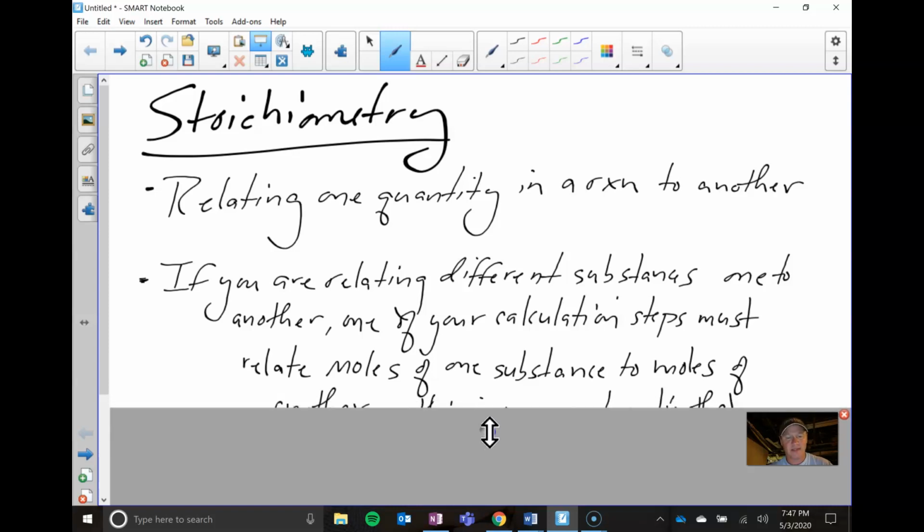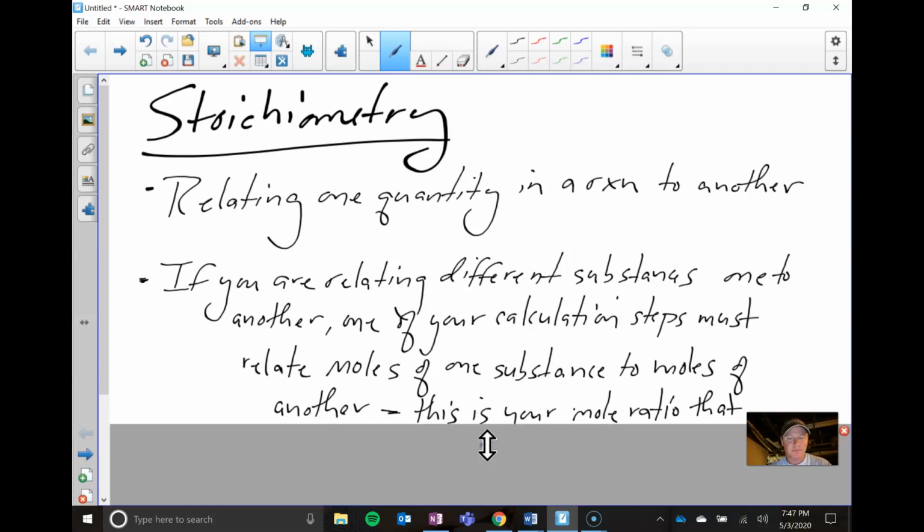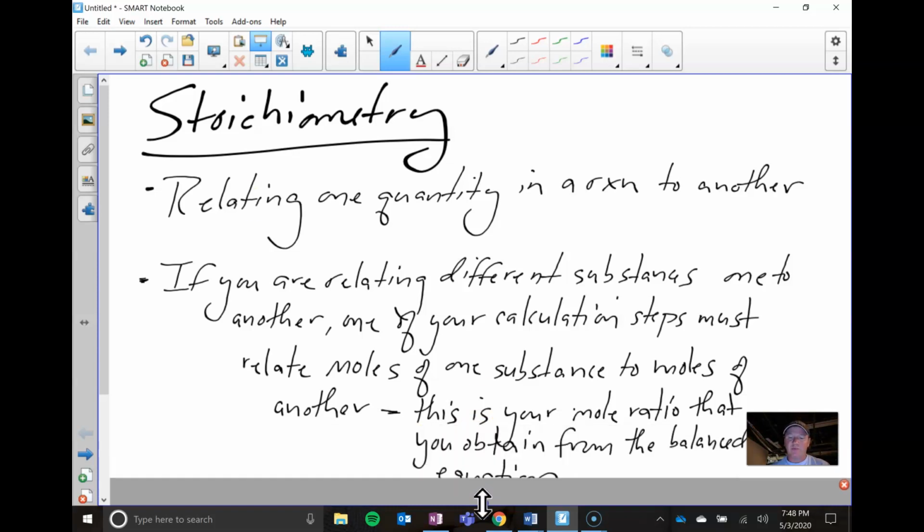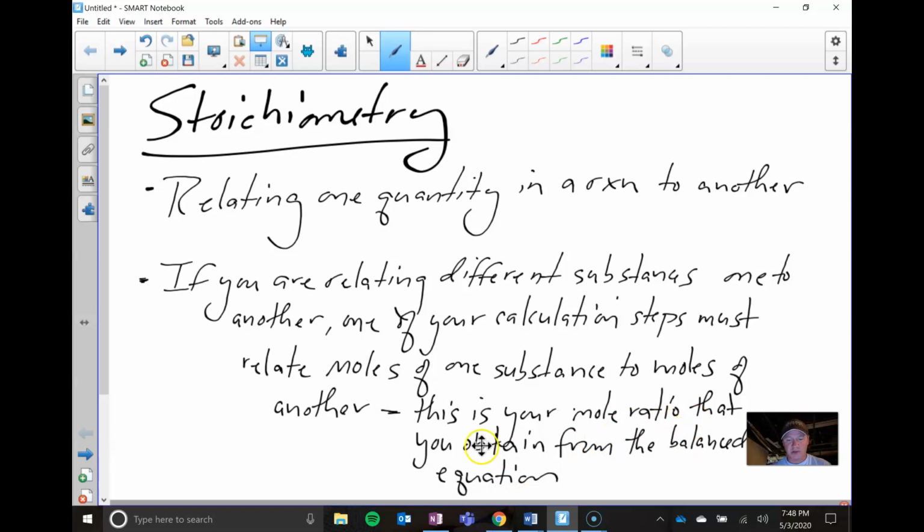Okay, so let me say that again. When we're doing these problems, if we are relating, say, grams of oxygen to grams of carbon dioxide, we can't just go from grams of one to grams of the other. We've got to find a middle ground. We convert both of them to moles and then relate that number of moles to each other. And that's what we did last week. That's the mole ratio that we obtained from the balanced equation. So I'm going to come back and mention that point as we do some of these practice problems.